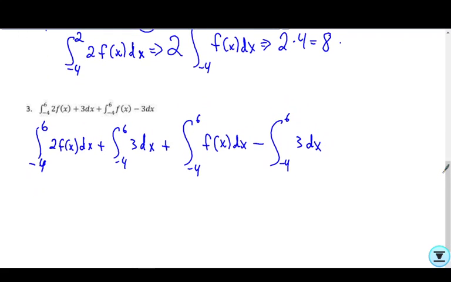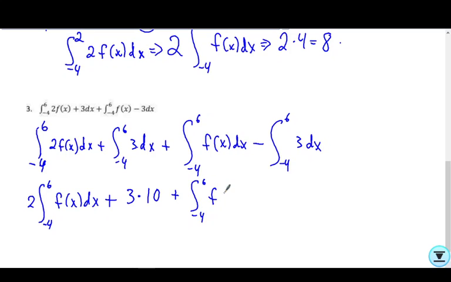Okay? And then again, fix this one a little bit. This is going to be 2 times the integral from negative 4 to 6 of f of x dx plus, and again this is just going to be 3 times the distance from negative 4 to 6, which is 10, plus the integral from negative 4 to 6 of f of x dx minus, and this is the same thing, 3 times 10.